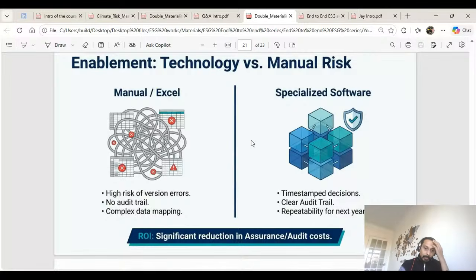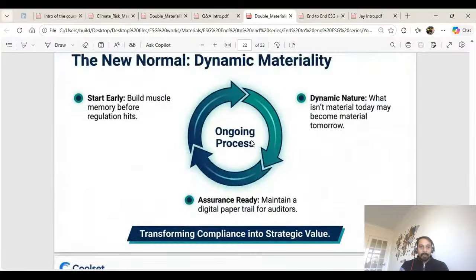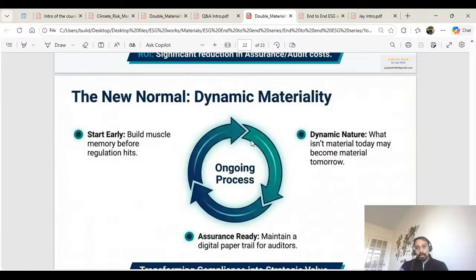And yeah, you should utilize those kinds of templates rather than doing Excel manual work. So the return on investment will be a significant reduction in your assurance or audit cost. And this new normal is going to be dynamic materiality. So double materiality is not only about the reporting work. It is about understanding how your business affects the world and how the world affects your business.